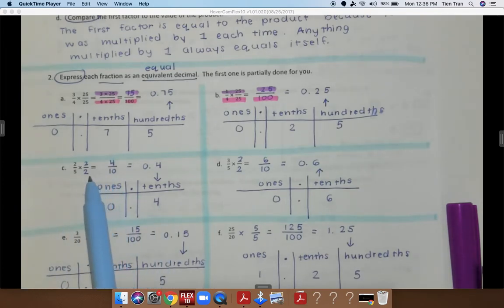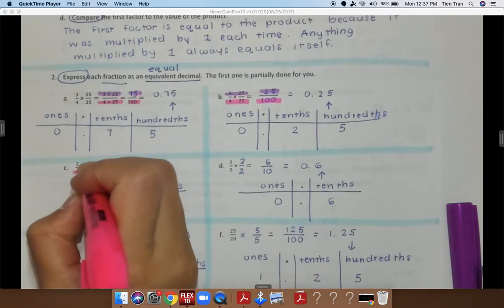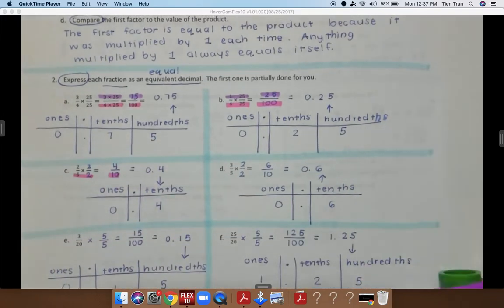For problem C, I am multiplying 2 times 2 because I either want to get tenths or hundredths. In this case, tenths is closer. 2 times 2 is equal to 4, and 5 times 2 is equal to 10. So we have 4 tenths. To write that as a decimal, it is going to be 0.4. The 4 is in the tenths place. That means your decimal and your ones are before it. So I am going to highlight what I multiplied here so you can see that a little better.